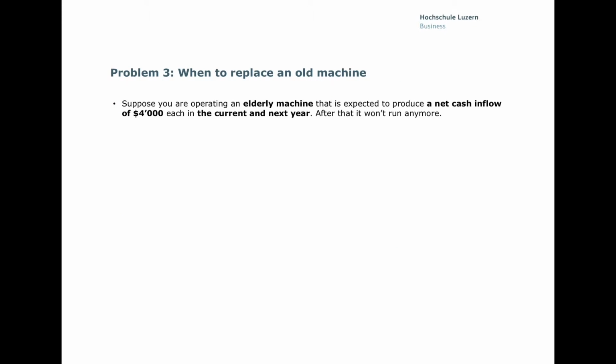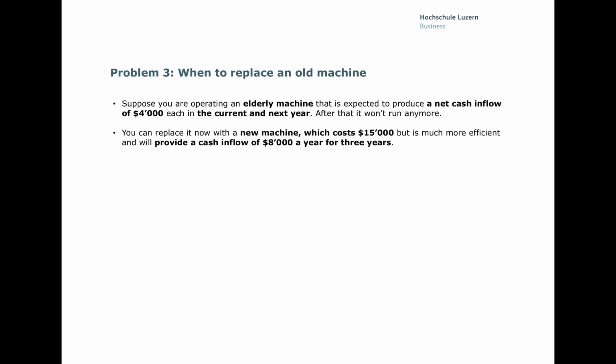The next problem deals with the question when to replace an old machine. Suppose you're operating an elderly machine that is expected to produce a net cash inflow of $4,000 in this year as well as next year. Assume that after 2 years, the machine won't run anymore. The old machine can be replaced today with a new machine that costs $15,000 but is more efficient than the old one and will provide a cash inflow of $8,000 a year for 3 years. The question you've been asked is, should you replace your equipment now or wait a year?